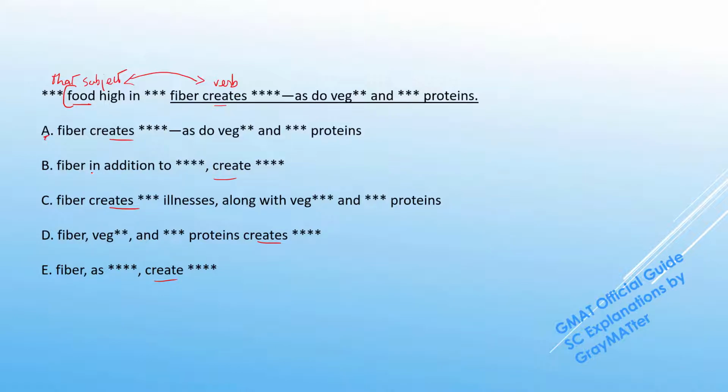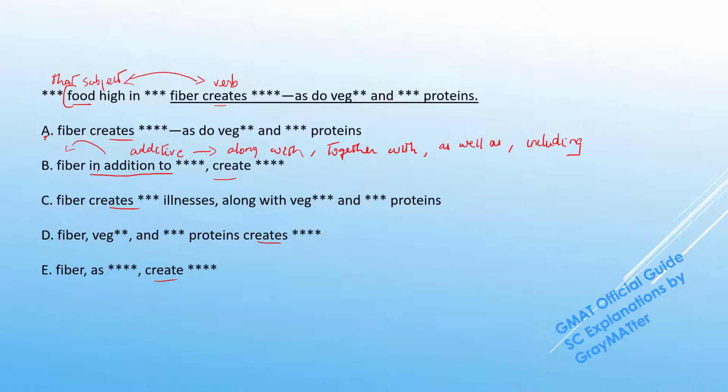Now in B, we can notice that there is this phrase in addition to, and this is what is called an additive phrase. Remember that the additive phrase is used to add information to the noun in front of it, and the words that mark an additive construction are words like in addition to, along with, together with, as well as, including, etc.